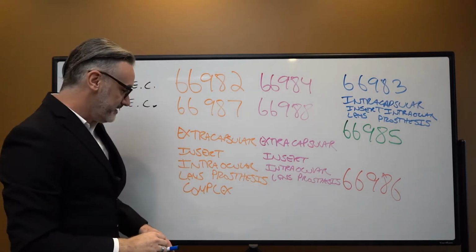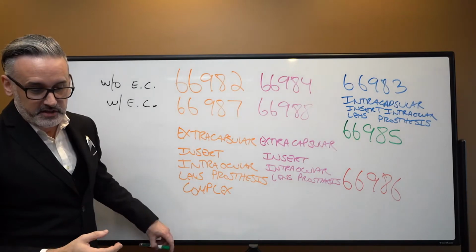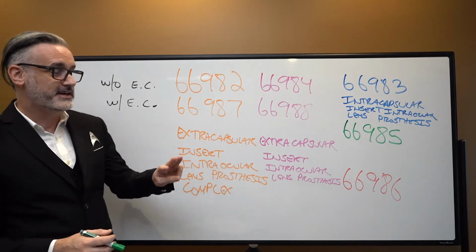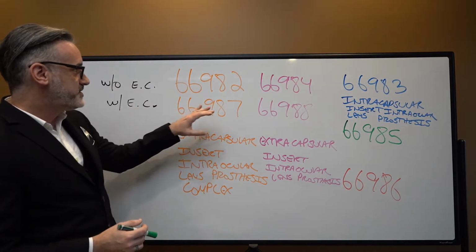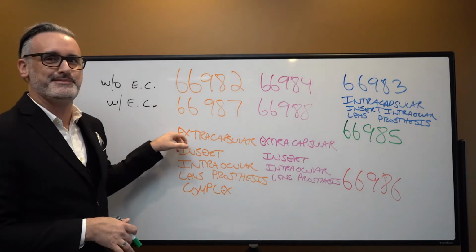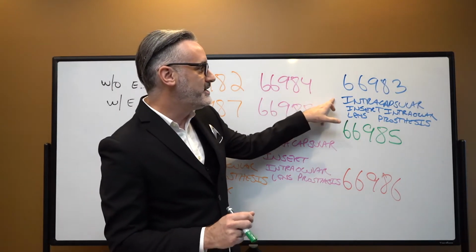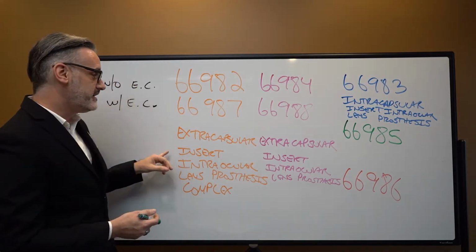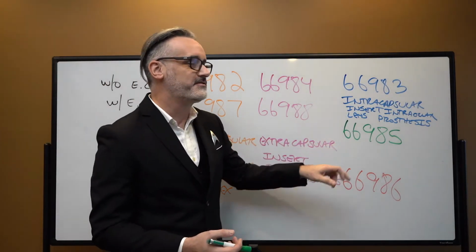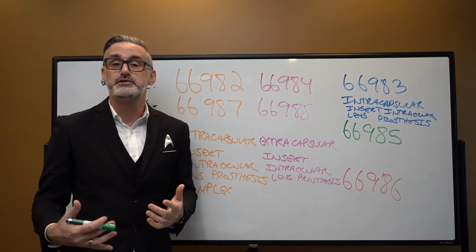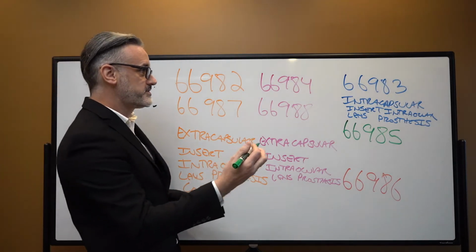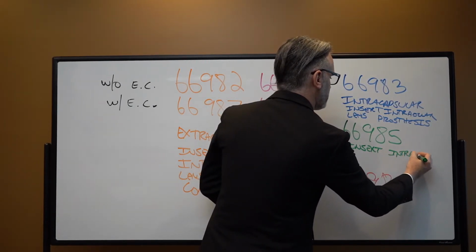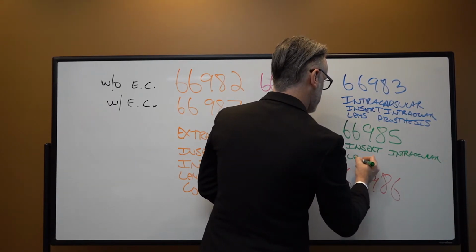And then we have the 66985. We have the option, insert of intraocular lens prosthesis not associated with concurrent cataract removal. So we have 3 different code sets for cataract removal. 66982 and 66984 involve extracapsular cataract removal. We have the one option for intracapsular cataract removal, the 66983. And in both of those code sets, we're inserting the intraocular lens prosthesis. However, we have an option for 66985. There's no cataracts that we're removing, but we're still putting in that lens prosthesis. So 66985 is no removal, but still the insert of the intraocular lens prosthesis.